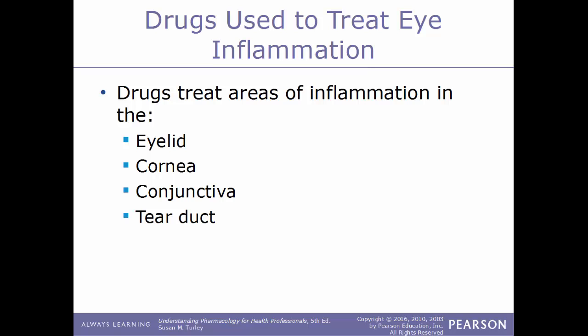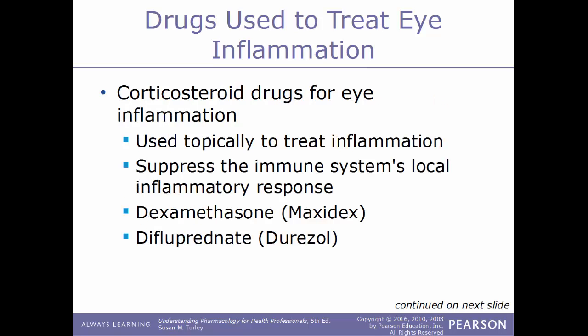Drugs that are used to treat inflammation within the eye treat the eyelid, cornea, the conjunctiva, and the tear duct. There are different classes of drugs that are used to treat eye inflammation. One type is a corticosteroid drug. Now these are used topically to treat the inflammation. They work by suppressing the immune system's local inflammatory response.